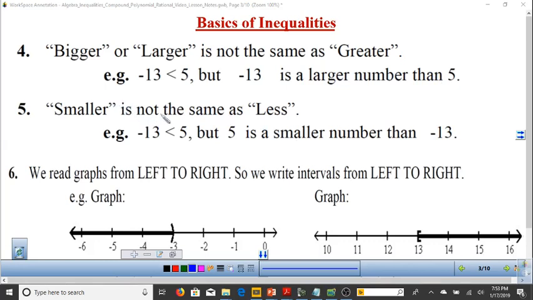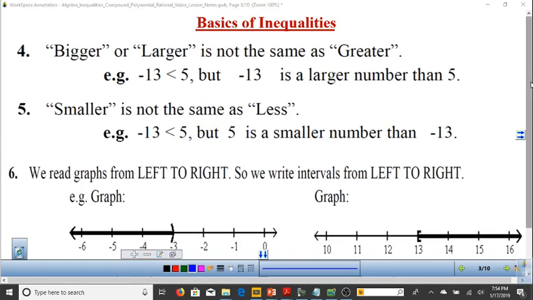Similarly, smaller does not mean less. Smaller means closer to zero or in lower amounts. Less means to the left or below. Smaller means the size is more diminutive. The absolute value is smaller. So a smaller number could still be greater because it just is on the right side of the larger number. For example, -13 is less than 5. 5 is a smaller number than -13 because the absolute value of -13 is a bigger number than 5, but 5 is to the right of -13, so 5 is greater.